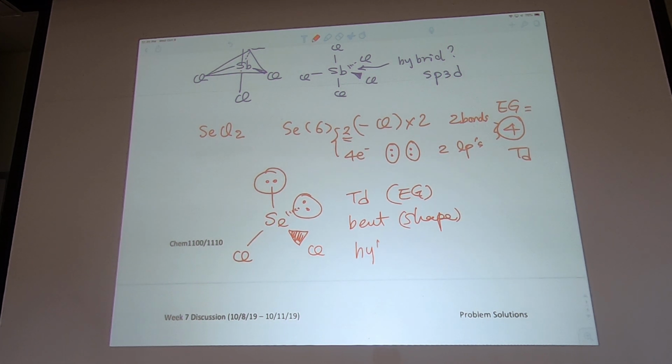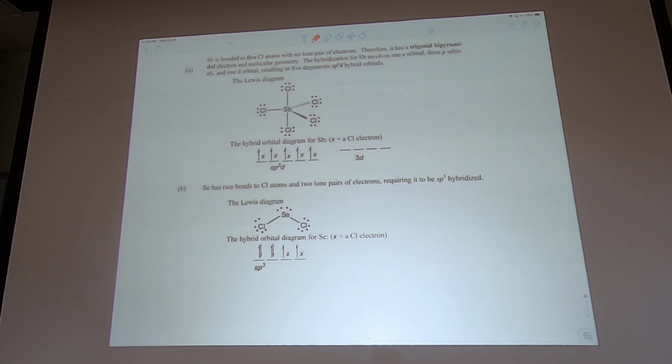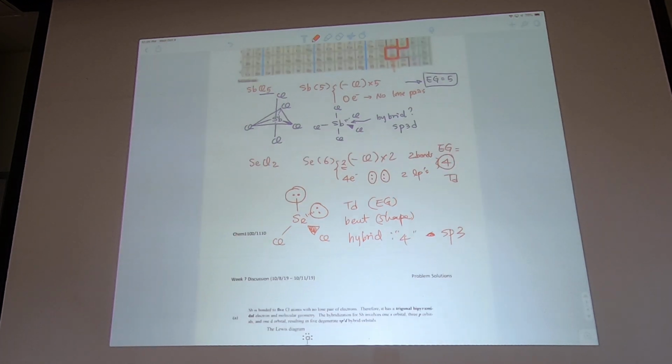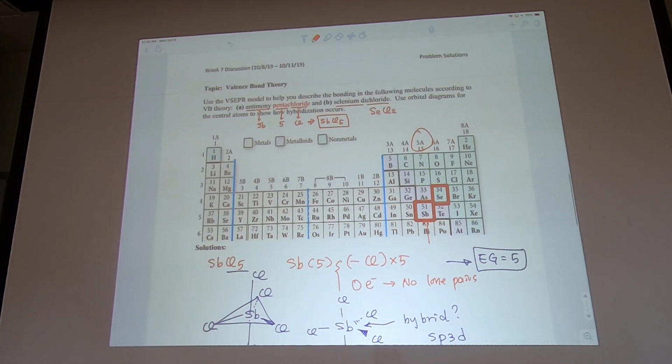Hybridization. That's 4, right? So that means sp3. Okay, and that's it. That's the one. You'll get to see the answers here. That's also additional information, but pretty much I can solve this problem within this space. So do the practice always. The way that I like is I do the very shortcut way.